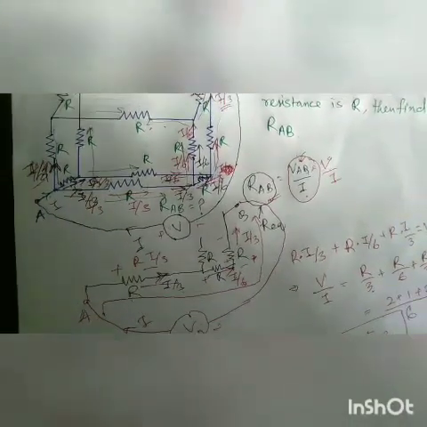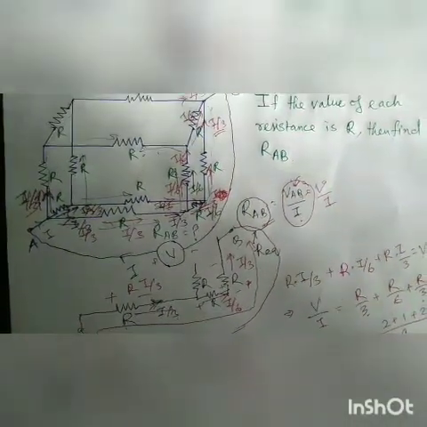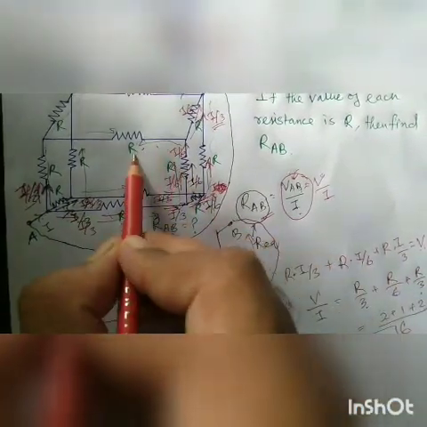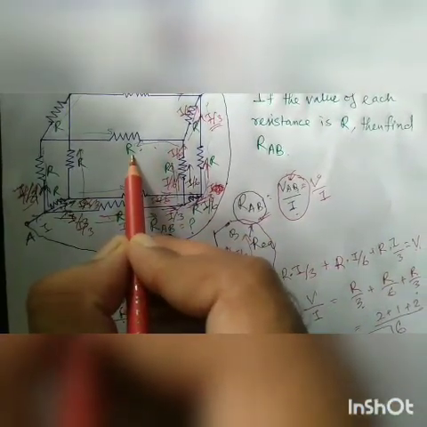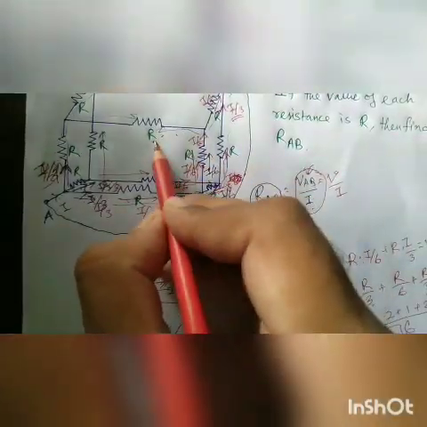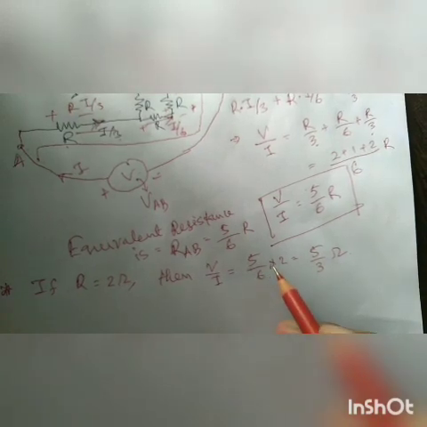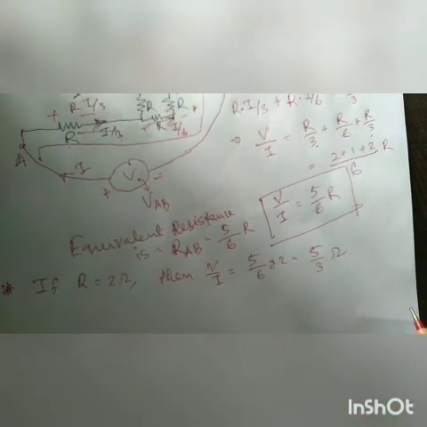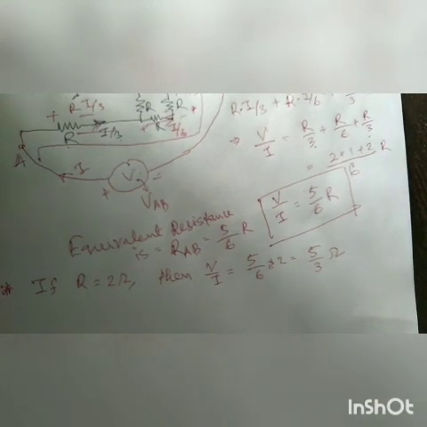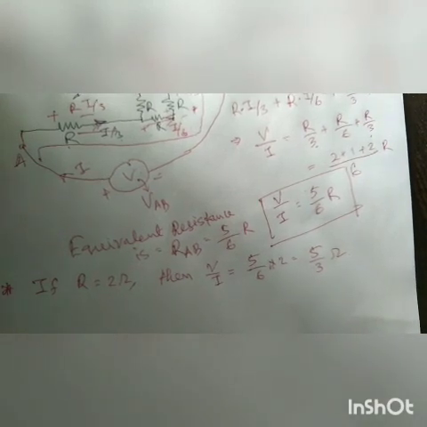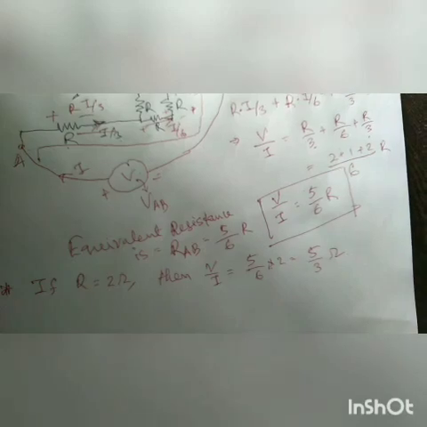This question has been asked many times in many competitive examinations. There they give the value of R. In that case you can find it out whatever be the value of R. If it's 5, then put 5 here, that will give you 5 into 5 by 6, that will result in 25 by 6. So you can calculate these things like this. Hope you like this.